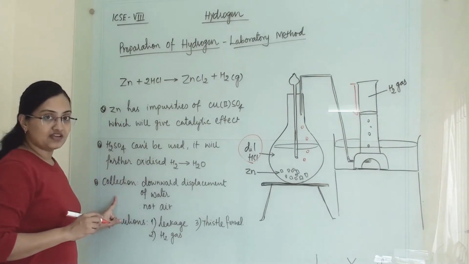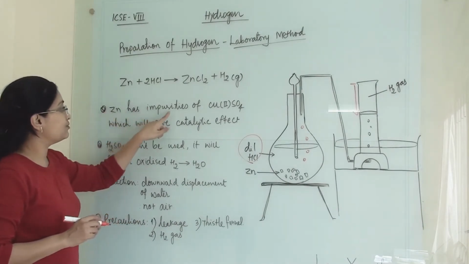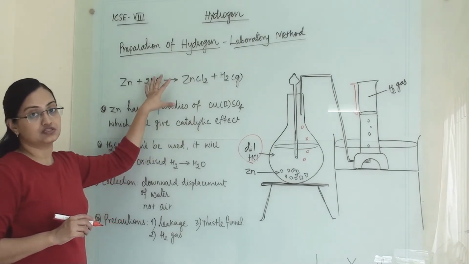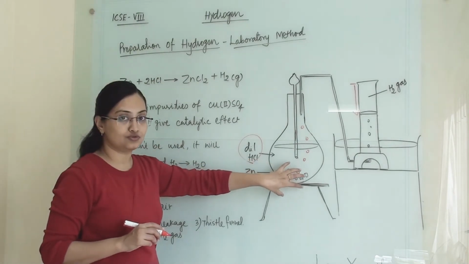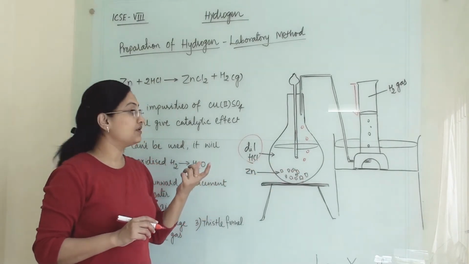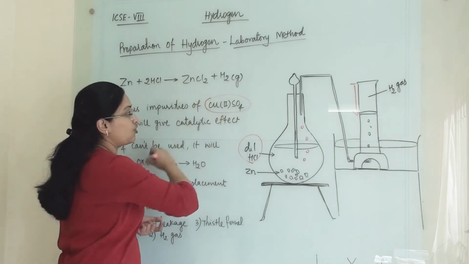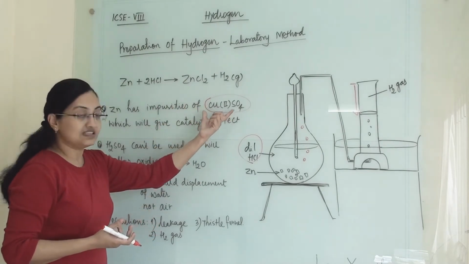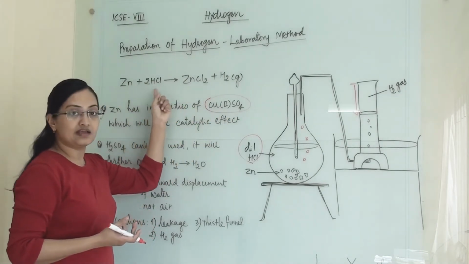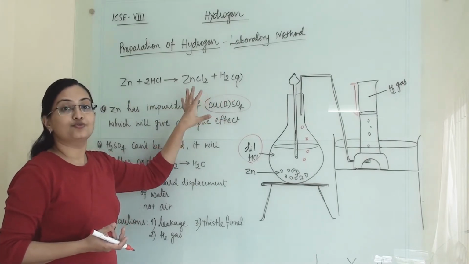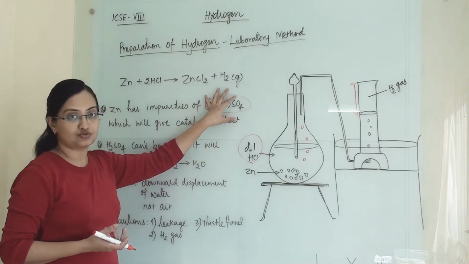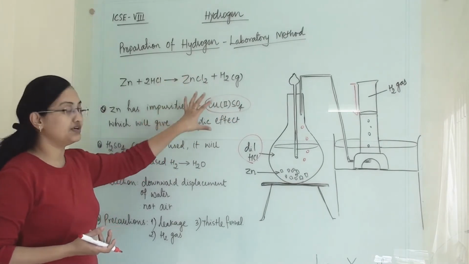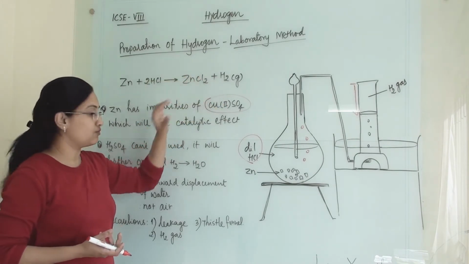Now these are some of the points which we need to discuss. Zinc has impurities of copper 2 sulfate, which will give a catalytic effect to this reaction. When we are adding zinc granules, they will have an impurity of copper 2 sulfate, and it has a catalytic effect. So this will work as a catalyst and make the reaction faster. We do not want to purify the zinc granules from copper 2 sulfate because it has an advantageous effect on our reaction. So this impurity is helping us in our forward reaction.